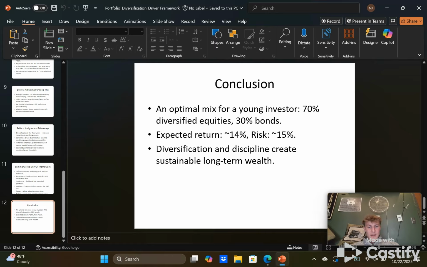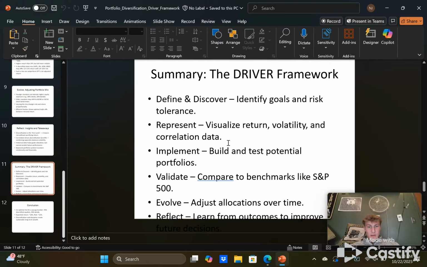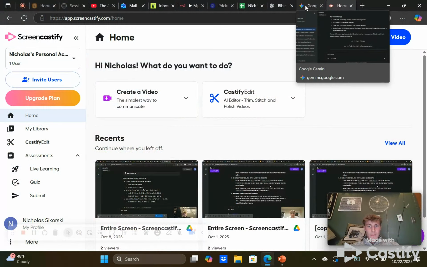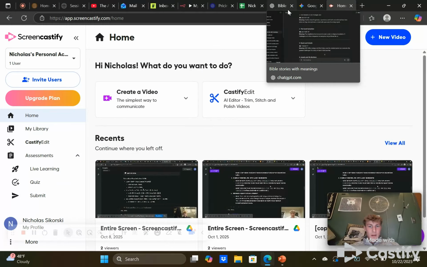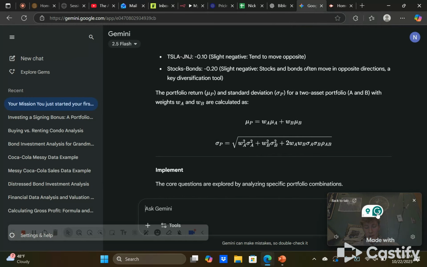And just a last statement: diversification and discipline create sustainable long-term wealth. Then I'll show this was kind of my driver framework, or how I came about all this information. Now switching over, here we have the equation on how to find what our respective returns might be.